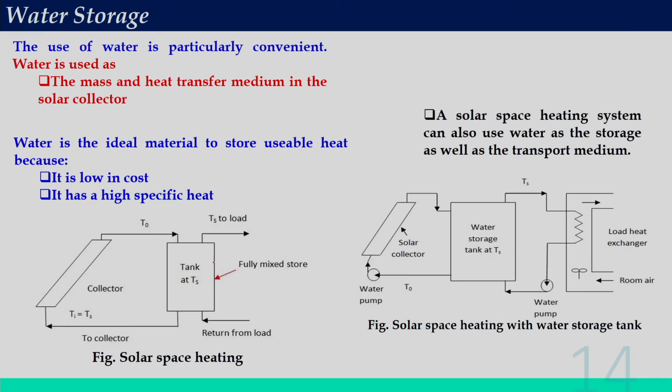These are the configurations by which solar energy can be stored in a storage tank and used based on the applications. The second figure shown here is solar space heating with a water storage tank. Here we have a solar collector and a storage tank, and finally the room heating arrangement. A solar space heating system can also use water as a storage as well as transport medium.